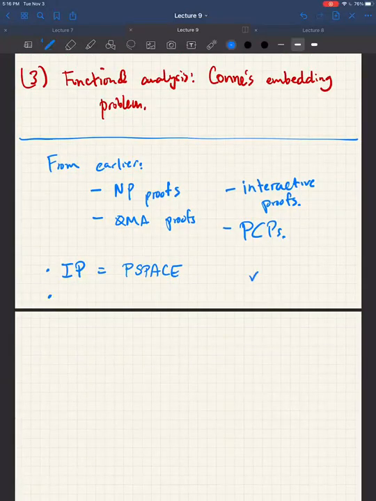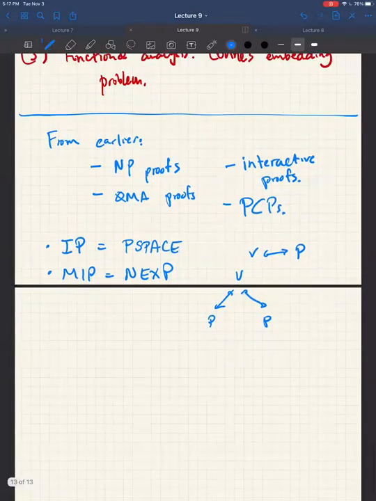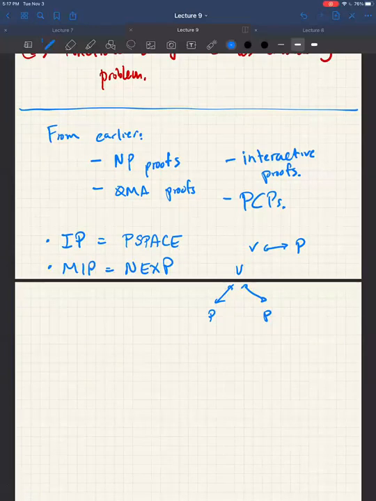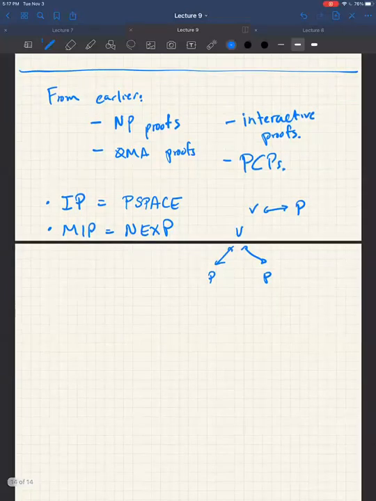So this is a verifier interacting with a single prover. What if you have interactions with multiple provers? Here you have a verifier interacting with two or more separate provers. Then you get the class MIP, which stands for multiple prover interactive proofs, and it's equal to an even bigger class, presumably, called NEXP, or non-deterministic exponential time. So that's what we know in the classical setting.